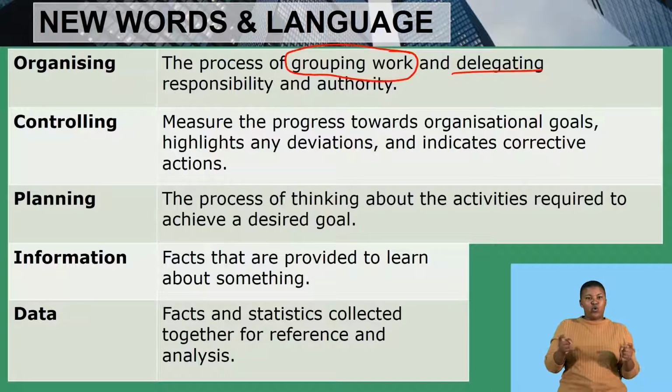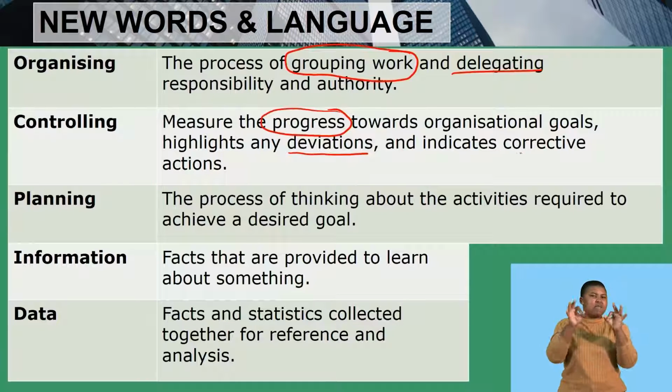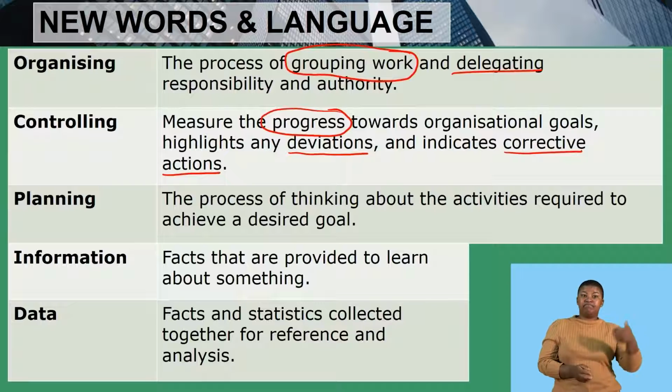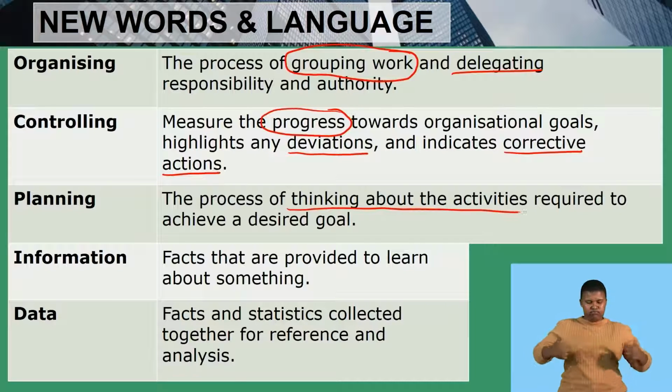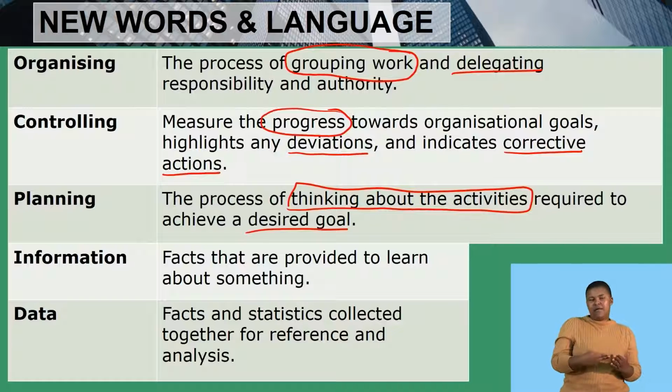Controlling is where we measure their progress, so we see how they do their task. And if there are any mistakes they make or deviations from what we want them to do, then we help them and we give them corrective actions, which means we help them to do it correctly. Planning is our next term, and it's pretty much everything done on paper. This is where we think about all the activities that we need to reach our goal at the end of the day.